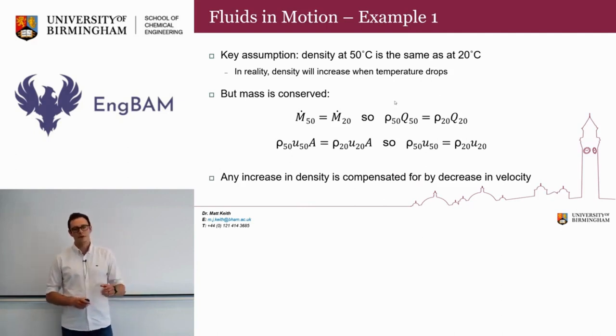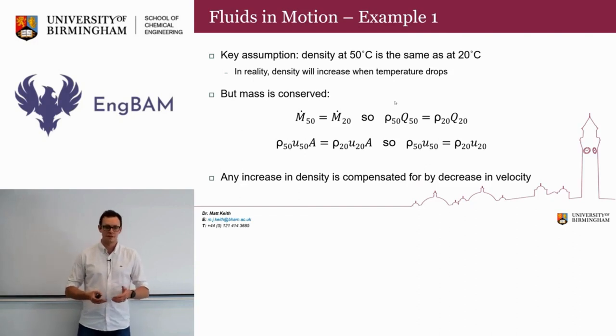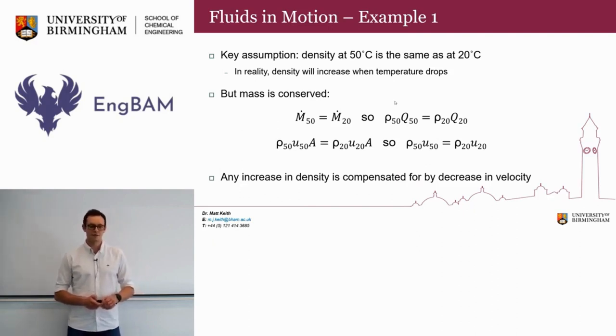So we know that the mass flow rate at 50 degrees is equal to the mass flow rate at 20 degrees. Our mass flow rate is equal to our volumetric flow rate multiplied by our density. So we can say that the density at 50 degrees, rho 50, multiplied by the volumetric flow at 50 degrees is equal to rho 20 times q 20.